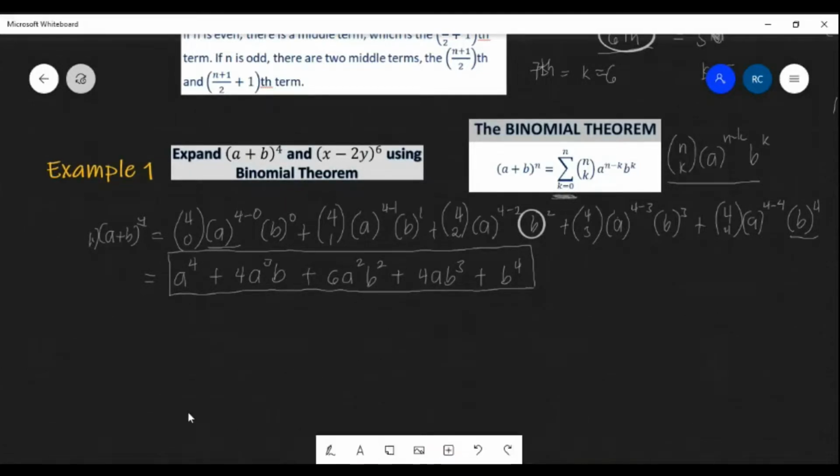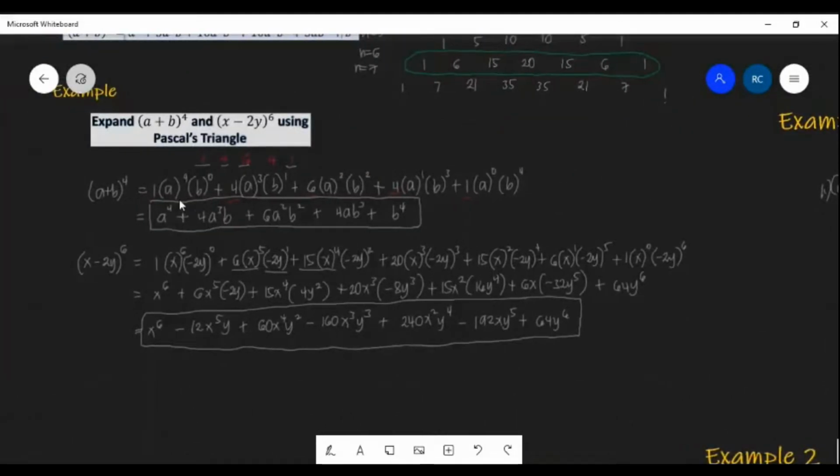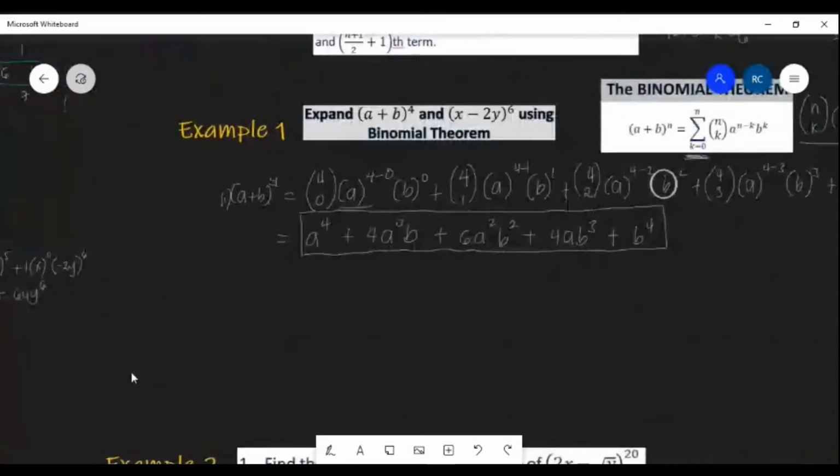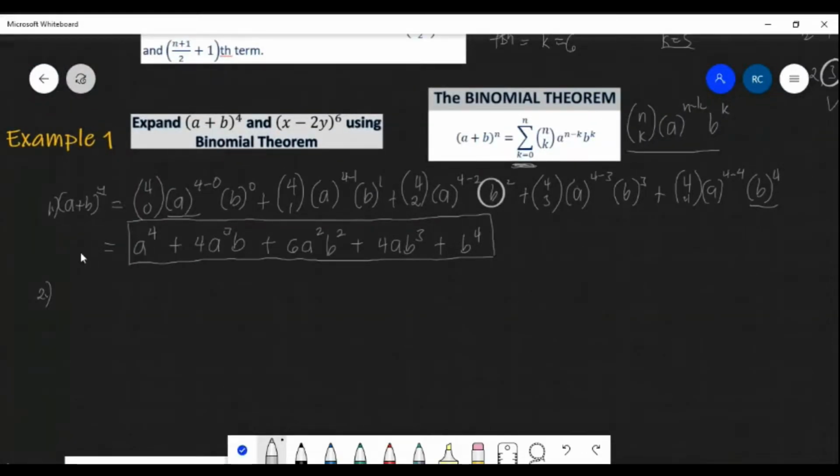Okay. So mapapansin mo yung difference ng dalawa. Halos parehas siya when we talk about the exponent. Ang ginawa lang natin doon is that meron tayong Pascal triangle dito, meron naman tayong combination dito na ginamit. And then, (x minus 2y) raised to 6.